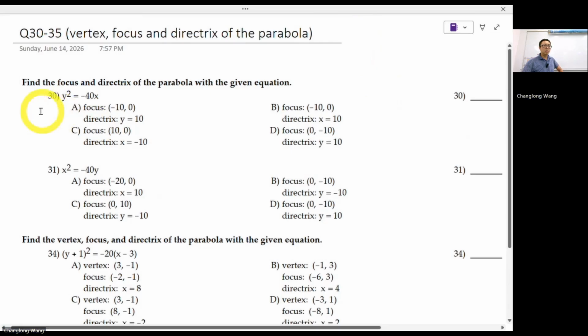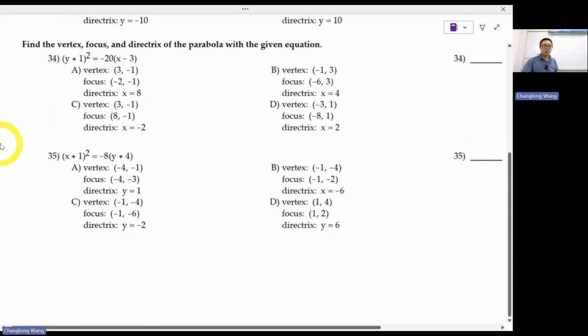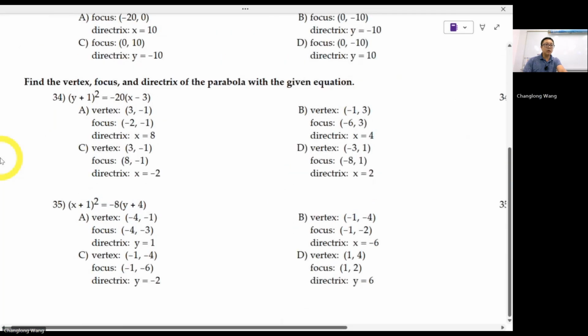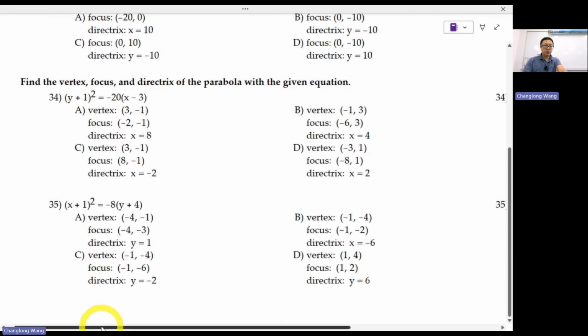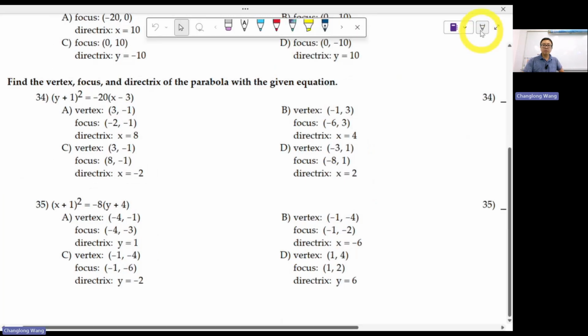I'm not too worried about 30 and 31, since the vertex is trivial, since you don't have a shifted parabola. I think it's probably easier for you to track the focus and directrix. But why don't we look at question 35 together?